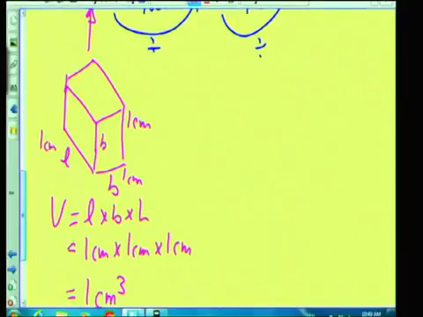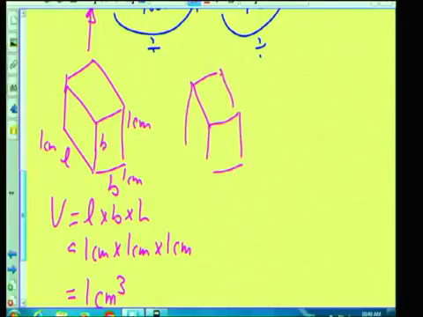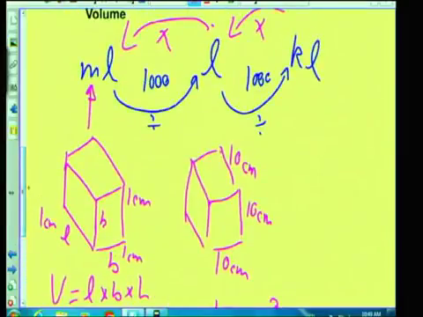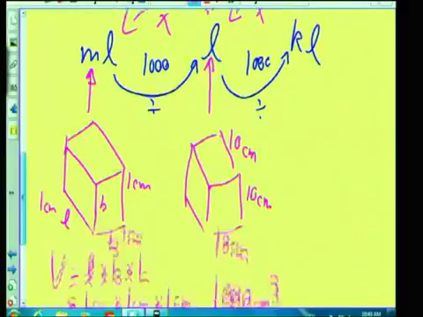Now, if we had something that was 10 centimeters by 10 centimeters by 10 centimeters. Notice 10 times 10 times 10, that's 1,000 centimeters cubed. And 1,000 centimeters cubed is exactly the same as 1 liter.